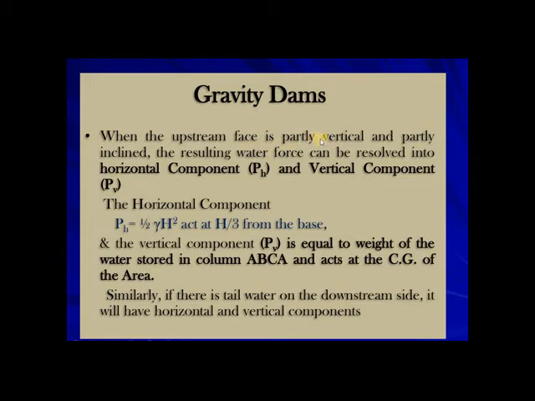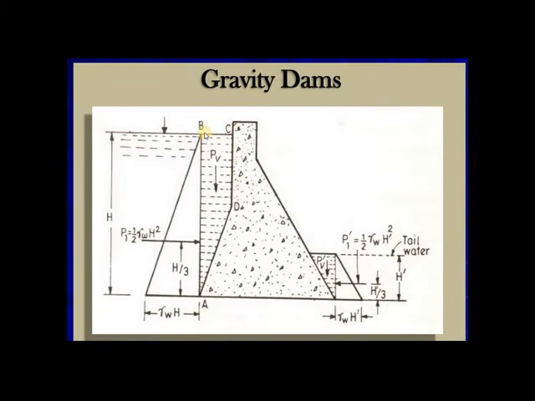When the upstream face is partly vertical and partly inclined, the resulting water force can be resolved into two components, vertical and horizontal. The horizontal component will be equal to this and act at h by 3 from the base, and the vertical component is equal to the weight of water stored in that column A, B, C, D, and A. So we have to add the weight of water stored in this column. This is the vertical component, this is the horizontal component.